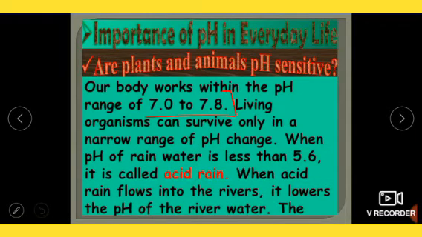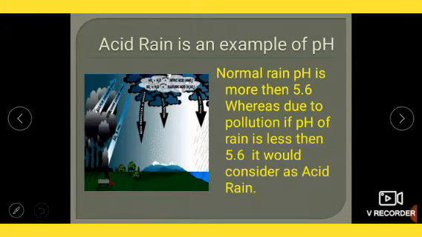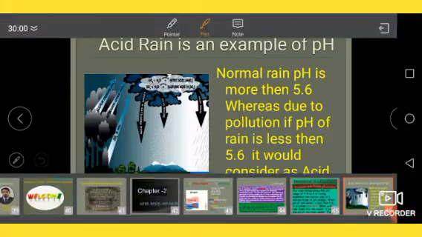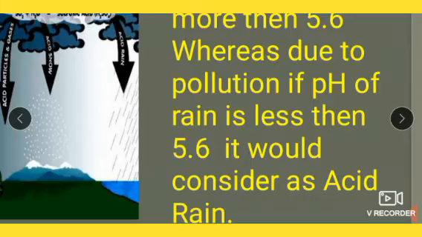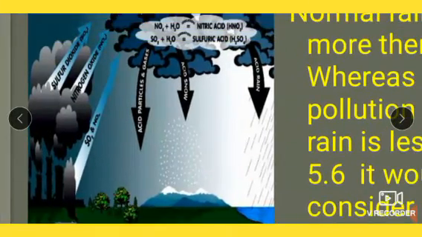So people can survive only within the pH range of 7.0 to 7.8. Okay, and let's understand acid rain. Acid rain is an example of pH. You can see one picture here. Let me zoom in a little for you. See what is happening in our surroundings.